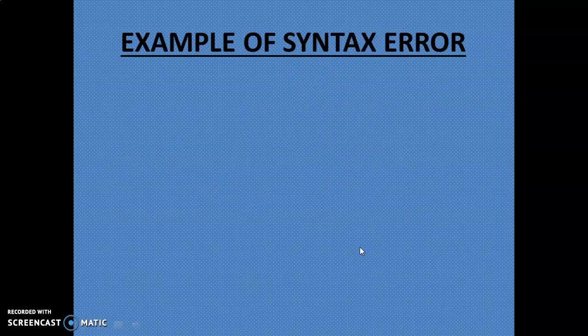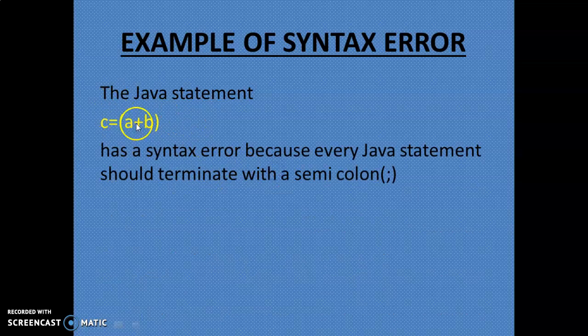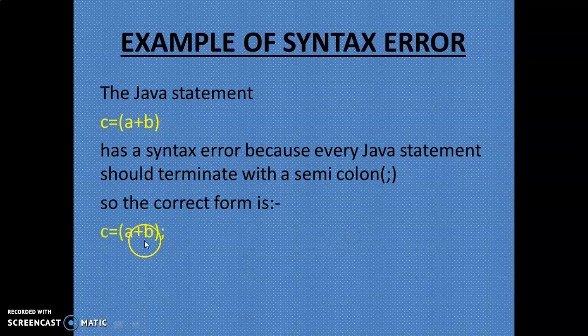So let's see one example, then it's more clear to you. In a Java statement, suppose C equal to A plus B. Okay, we want to add A plus B and store in C. So here you can see easily that at the end of the statement we need one semicolon, which is missing here. So that's why it gives syntax error. So the correct form is just put one semicolon. So your program is correct.